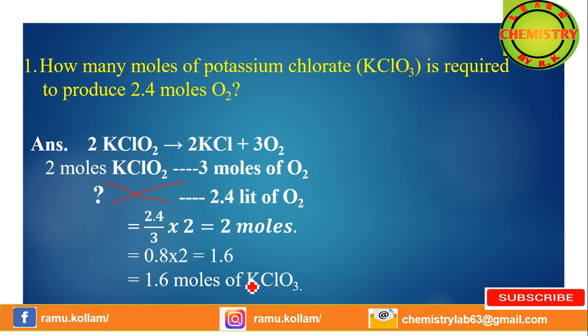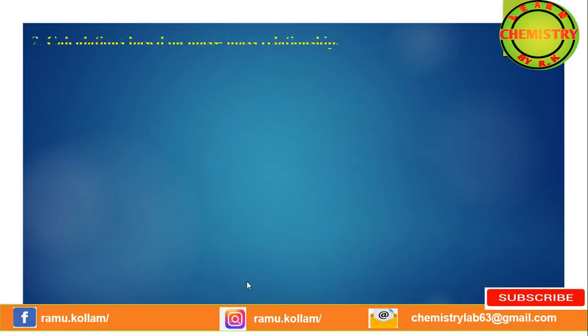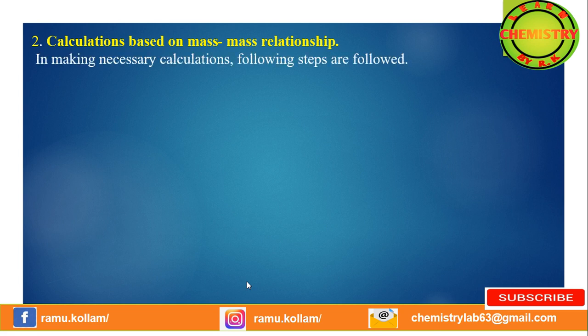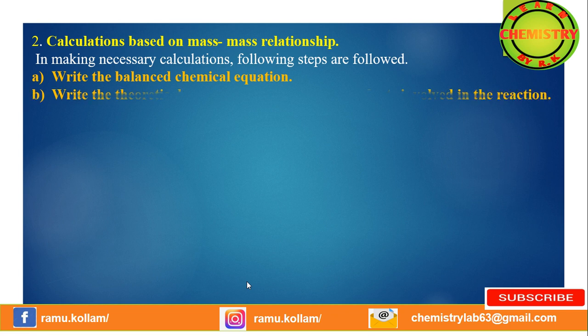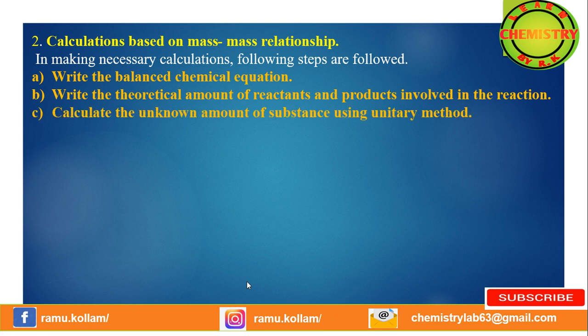If you go to the second one, calculations based on mass-mass relationship. In this case, whenever we are going to find any relationship, we need to follow some steps. First, write the balanced chemical equation. Second, write the theoretical amounts of the reactants and products involved in the chemical reaction, and calculate the unknown amount of the substance by using the unitary method.